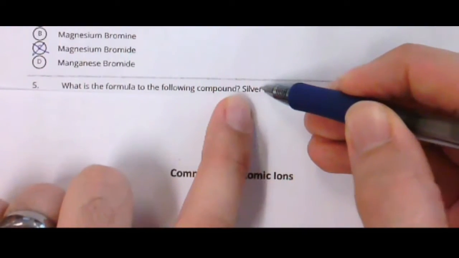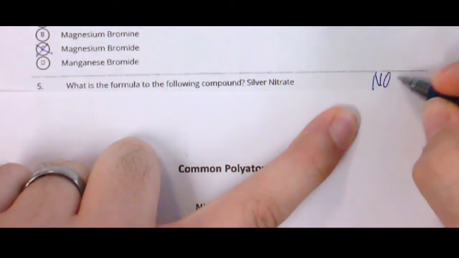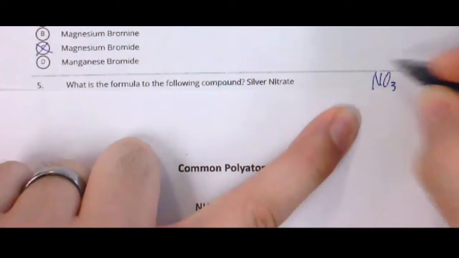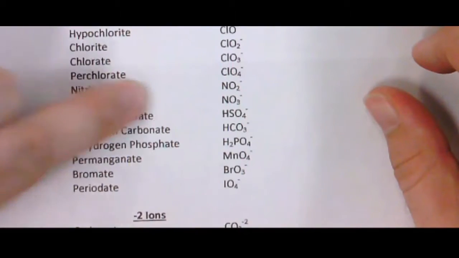So do the next one. We're going backwards here. Silver nitrate. Ask yourself the question, is there a poly? Yes, there is a poly. So we know that poly is NO3. What charge does that poly have? Negative. Well, I always have to look for it.